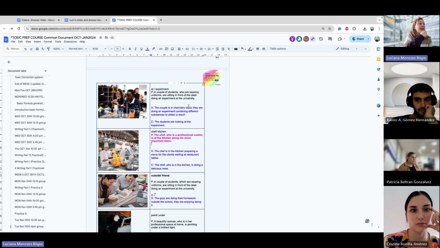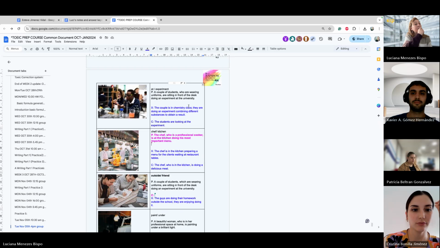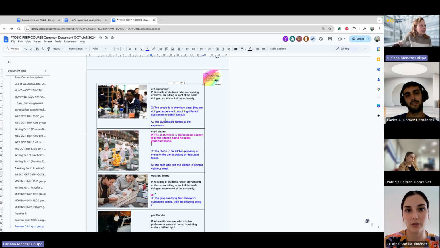Where is your preposition at? I did at the moment. I didn't know how to insert the preposition. Yeah. Well, it would be fine, but you would lose a little bit of marks because you didn't use both words. And the students are looking at this experiment.